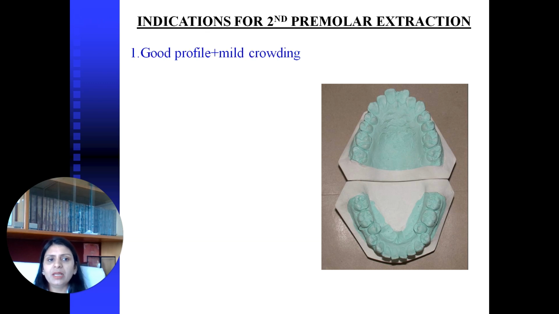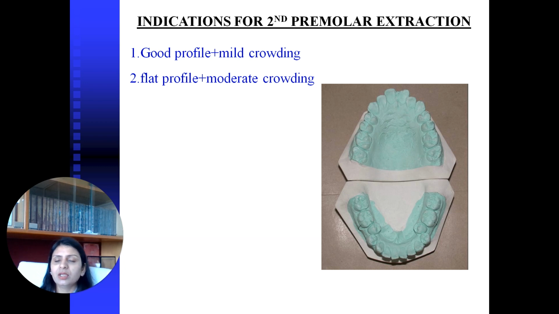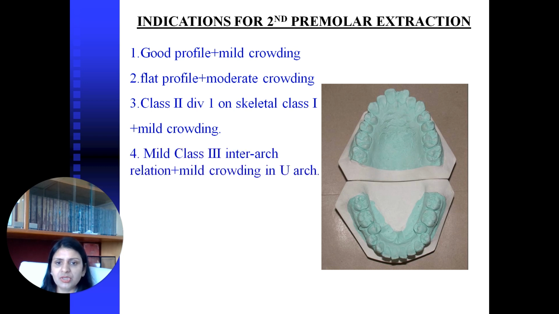So a patient with good profile, with mild crowding, in whom we do not want much retraction, only minimal space is required. Flat profile with moderate crowding, we do not want any retraction, but crowding is moderate, so we go for second premolar extraction. Class 2 division 1 on skeletal class 1, since the molar is in end-on or it is mild class 2, we have to protract the molar as well as retract. Mild class 3 interarch relationship plus mild crowding in upper arch. Since minimal space is required to retract and more of protraction is required to convert the molar relation, second premolar extraction is indicated.